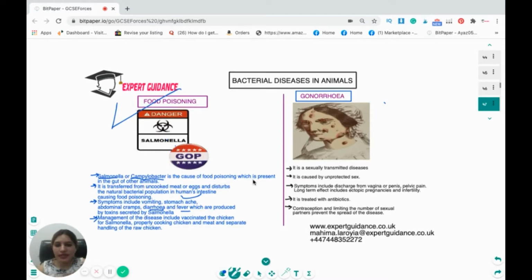Gonorrhea is a sexually transmitted disease. It is caused by unprotected sex. The symptoms include discharge from the vagina or the penis, and pelvic pain. Long-term effects include ectopic pregnancies and infertility. It is treated with antibiotics. Contraception and limiting the number of sexual partners prevent the spread of the disease.